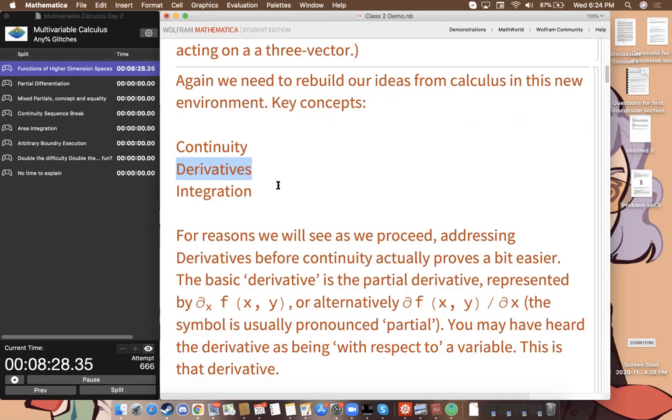In part because continuity for higher dimensional space is a little bit weirder than continuity for just the reals. Then we'll address integration. There are multiple ways to do integration, and we'll be looking at one of those ways today.